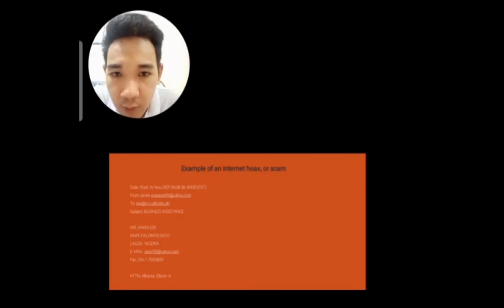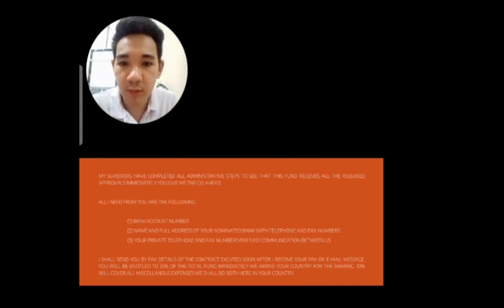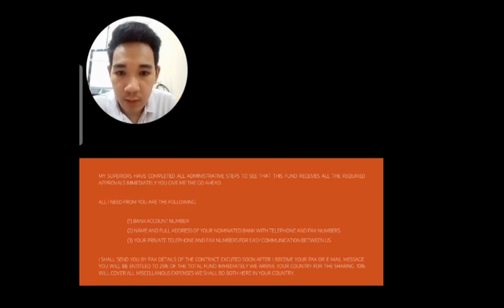So this is an example of an internet hoax or scam. Balik tayo dito sa part ng letter, in which hinihingi ng sender sa receiver yung kanyang bank account private information. Dito pwede na natin ma-determine na that letter can be used for illegal actions. So kailangan alamin natin if yung natanggap natin na letter sa ating email is valid or legitimate.